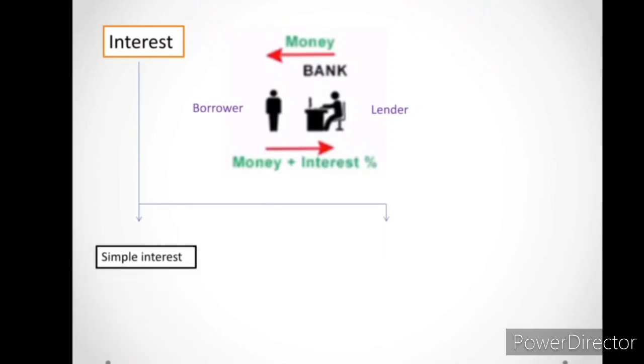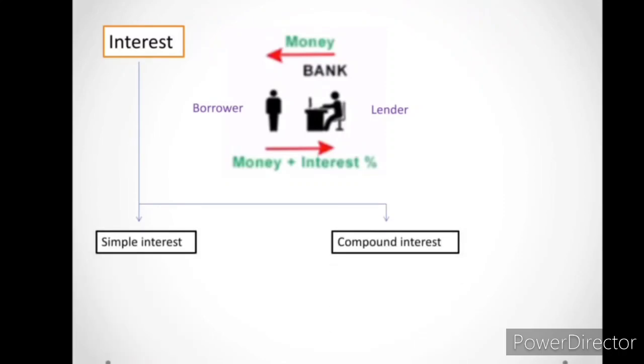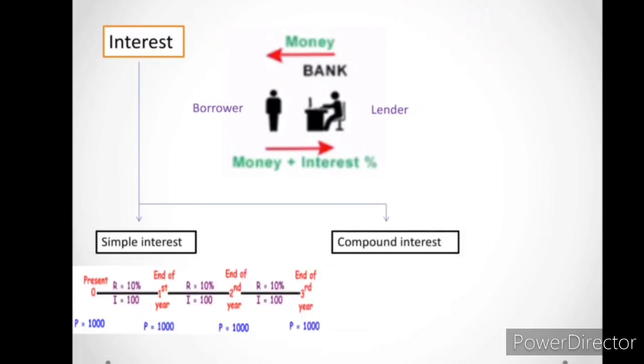Interest is of two types, that is simple interest and compound interest. Let us understand the first one. By the name itself, it is pretty simple and straightforward. What you have to do is multiply the principal amount by the interest rate and by the number of years. Here we have a small example which helps us to understand clearly what simple interest is.